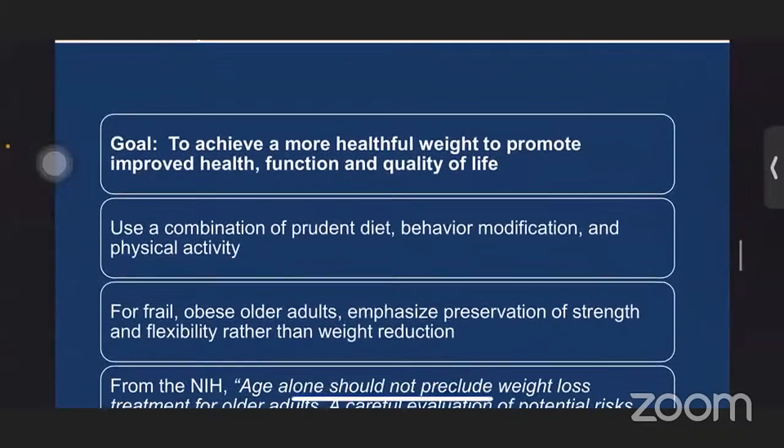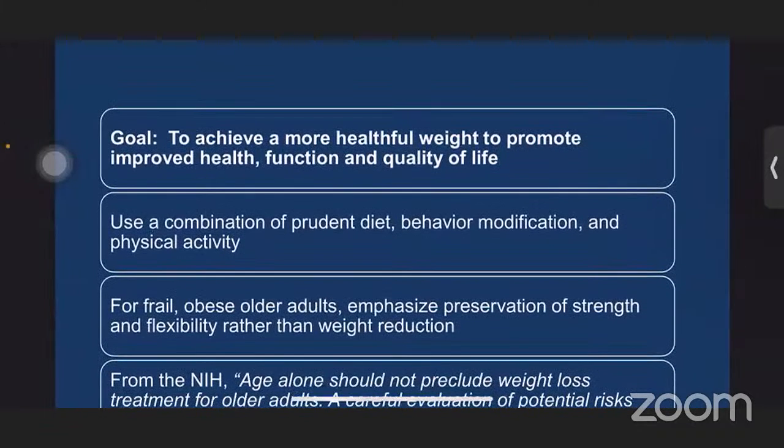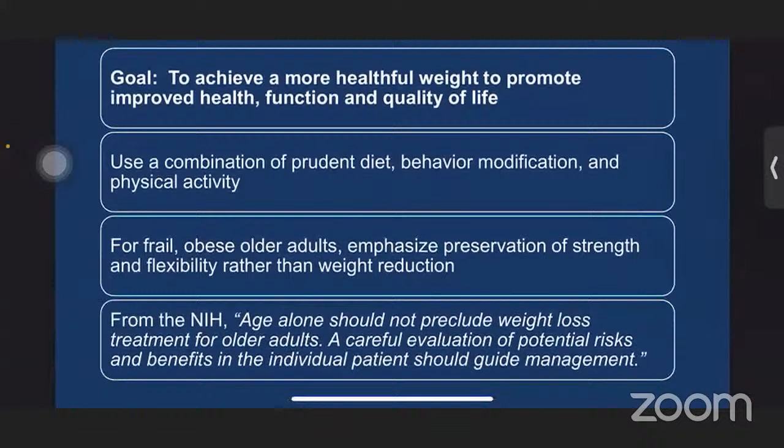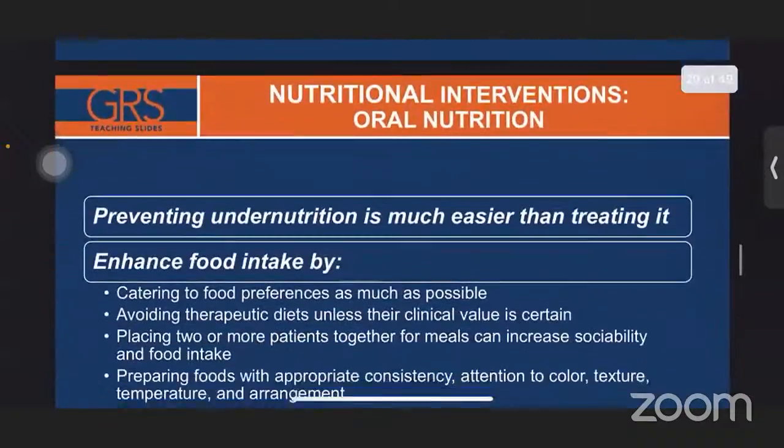Treatment of obesity would be to achieve a more healthy way to promote improved health, function, and quality of life, and use of a combination of prudent diet, behavior modification, and physical activity. For frail, obese older adults, emphasize preservation of strength and flexibility rather than weight reduction. From the NIH, age alone should not preclude weight loss treatment for older adults. A careful evaluation of potential risks and benefits in the individual patient should guide the management.